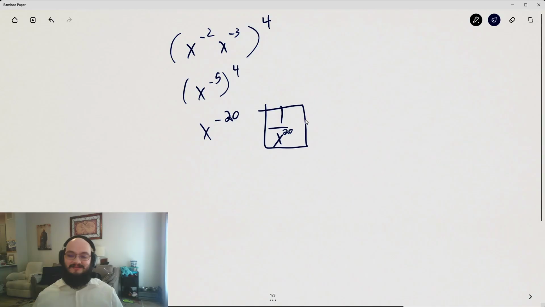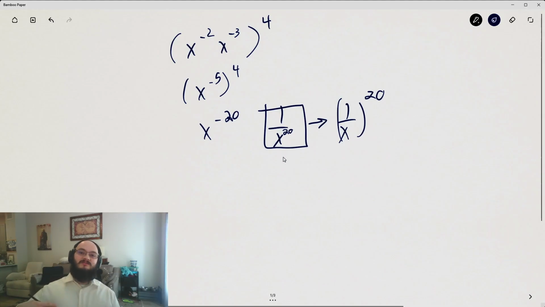If you wanted to write this with an exponent on the outside, you could write this as 1 over x to the 20th. That's also fine. You can do that. I'm going to go ahead and leave it like this because we're going to have some other examples later on where the final answer needs to be written in a fraction form.